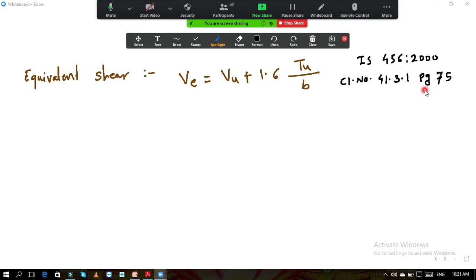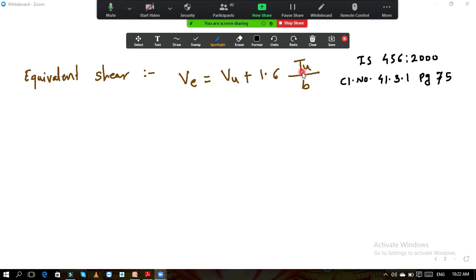So this formula is given on page number 75, so there is no need to memorize it. We require it to calculate the equivalent shear. Here you see the word is equivalent shear. We are not only calculating the shear force, we are calculating this equivalent shear by considering the torsional effect also, through the term Tu. Means indirectly you are considering the twisting moment effect in this shear. So this is your normal shear, and in that you are adding the torsional effect.